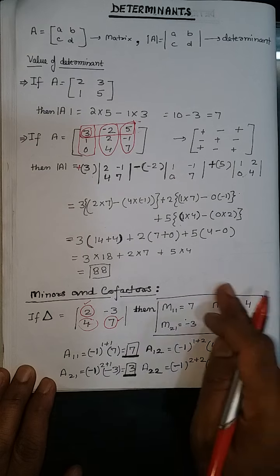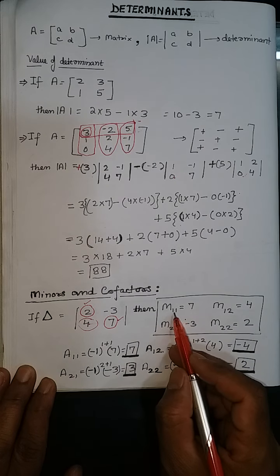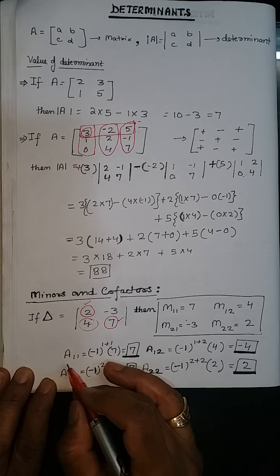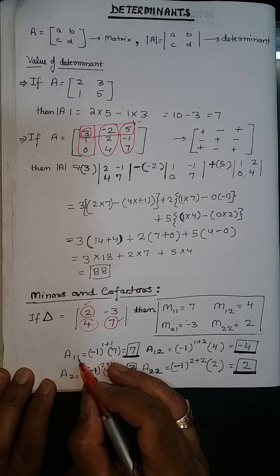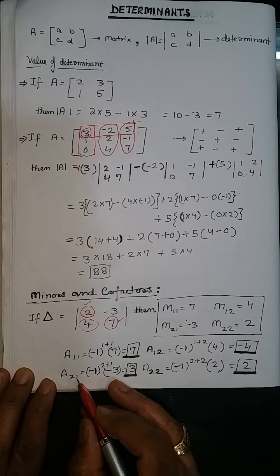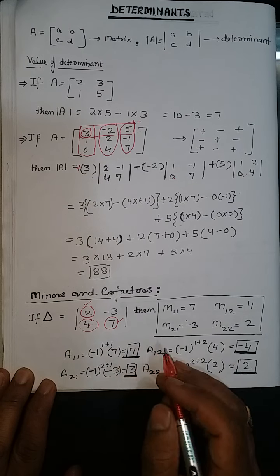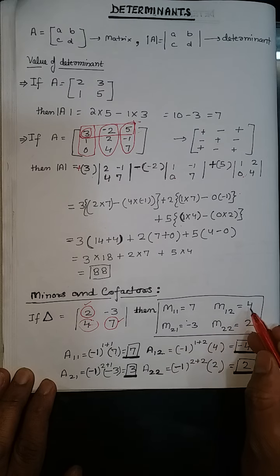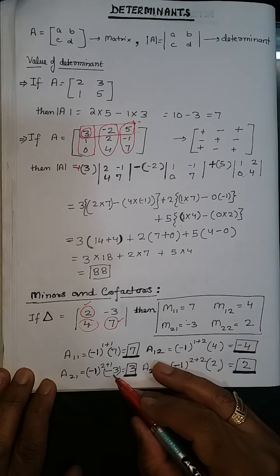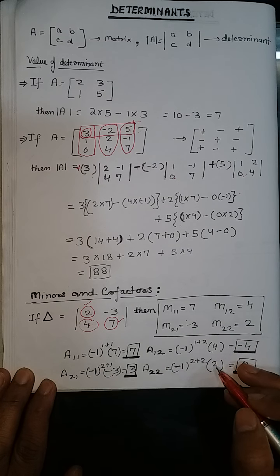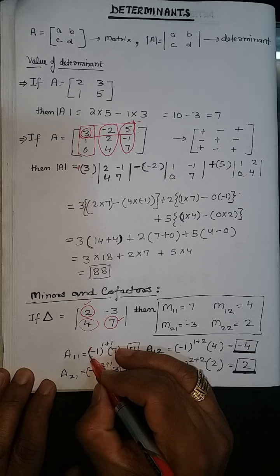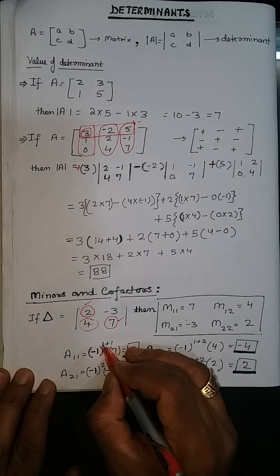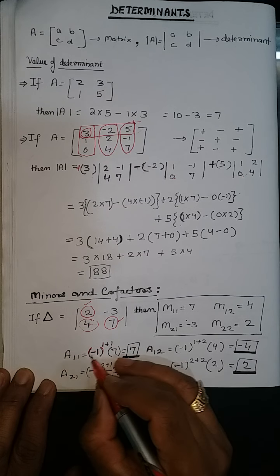This is called minor, represented by M. M11 means first row, first column. M12 means first row, second column. Now the cofactors. Cofactor is denoted by A. What is the cofactor of first row, first column? First row, second column. Cofactor of second row, first column. Second row, second column. Whatever answer you are getting from the minor, write it here. First row, second column, write 4. Write 3 here, along with the sign, and 2 here. Now what is the new thing added here? Write -1 in all the cases, and write row and column. Whatever is written, add the two values.